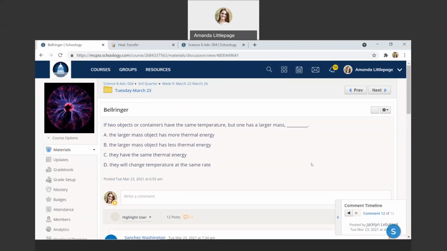Obviously, the lit match has a higher temperature because there's a flame burning, but it's not going to have enough thermal energy to transfer to the large block of ice. So yes, the ice is colder, and yes, the ice will eventually melt. But because the block of ice has such a large mass, a small match isn't going to do very much. So that's basically your bell ringer for Tuesday.